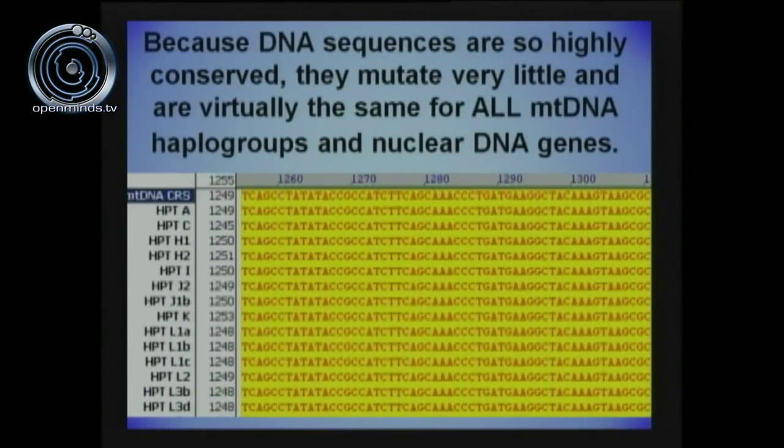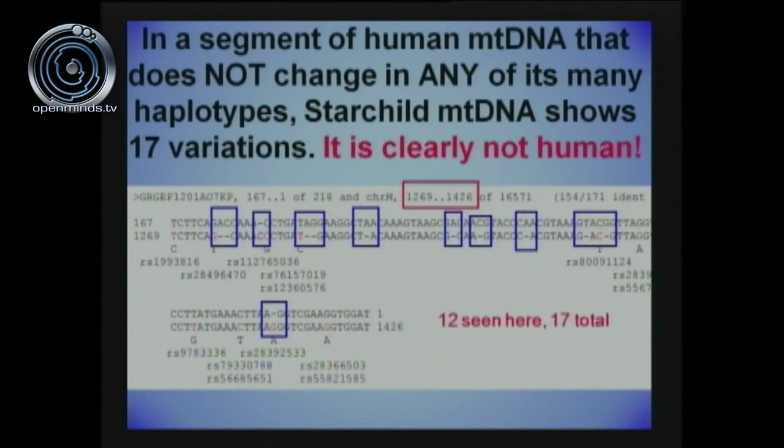It's not that there are no changes in humans, you'll see some in a minute, but in this particular area of this particular piece of DNA that we're looking at, there are no differences at all. Because DNA sequences are so highly conserved, they mutate very little and are virtually the same for all mitochondrial DNA haplogroups. In a segment of human DNA, a fragment, that does not change in any of its many haplotypes, star-child mitochondrial DNA shows 17 variations. It is clearly not human.